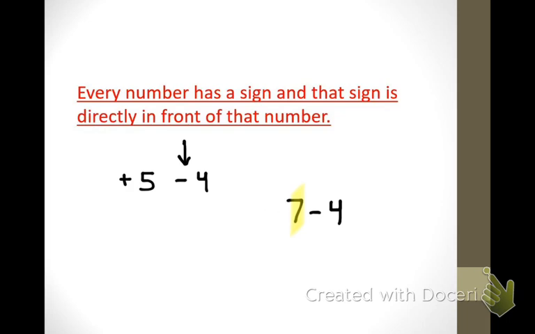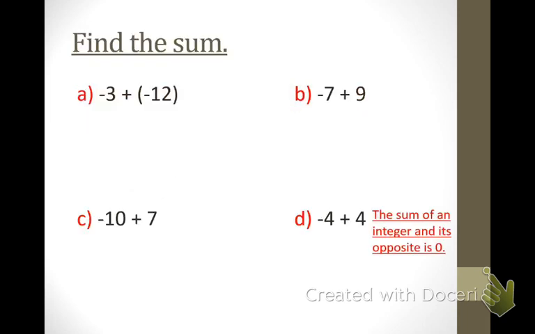This right here says -4, although you might think it says minus 4. If you're taking something away, that is a negative thing. If you owe somebody money, they are subtracting money. That means it's a negative thing, not a positive thing. So although you might think that you are subtracting a positive number, this is a negative number. It's -4. So once again, remember, every number has a sign, and that sign is directly in front of that number. We're going to go ahead and do a few examples right now.